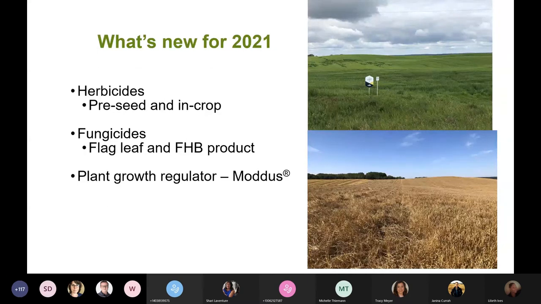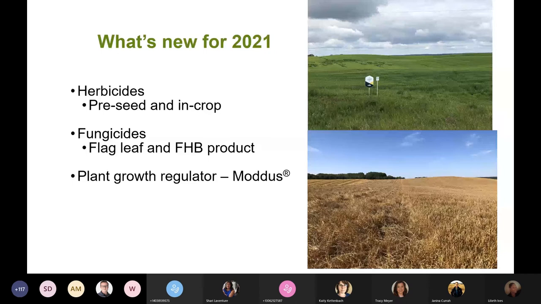Another thing that we found is that we had an increased yield over the untreated section, and the increase in yield that we got was significant, right? The yield difference was more than 20 bushels. I don't remember the exact number off the top of my head, but it was significantly different.